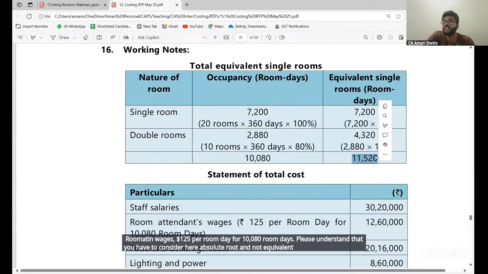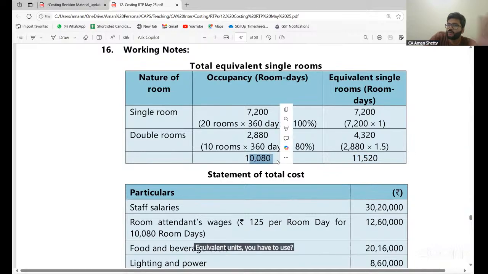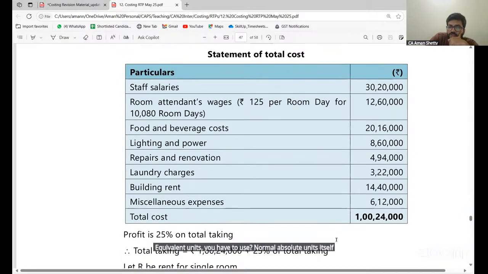I've given a general note: when you have to consider equivalent units, when you have to consider your room days. When the cost per unit is already given, then why will you do equivalent units? You have to use normal absolute units itself. Clear, all of you?